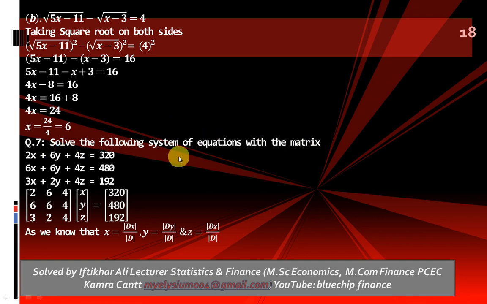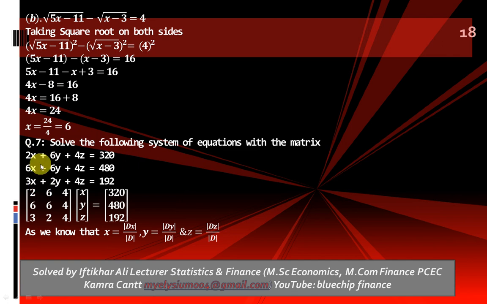A lot of times we have already discussed that through matrices we can calculate three variables by the method of inverse or determinant or Cramer's rule. We can say that in this method x is equal to determinant of x divided by determinant of d, y equals determinant of y divided by determinant of d, and z equals determinant of z divided by determinant of d. First of all, we make the matrix.